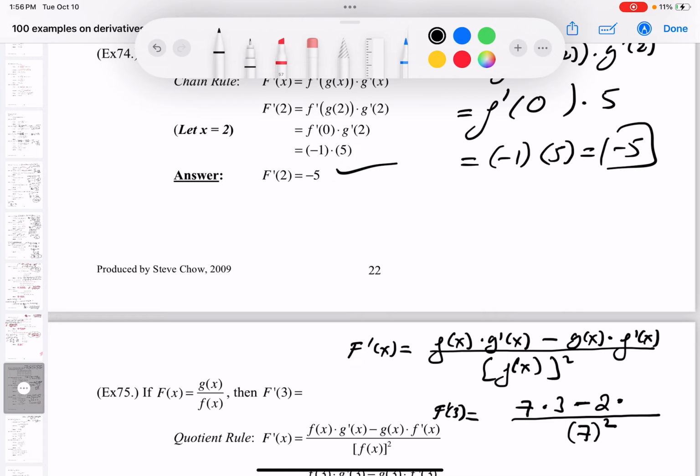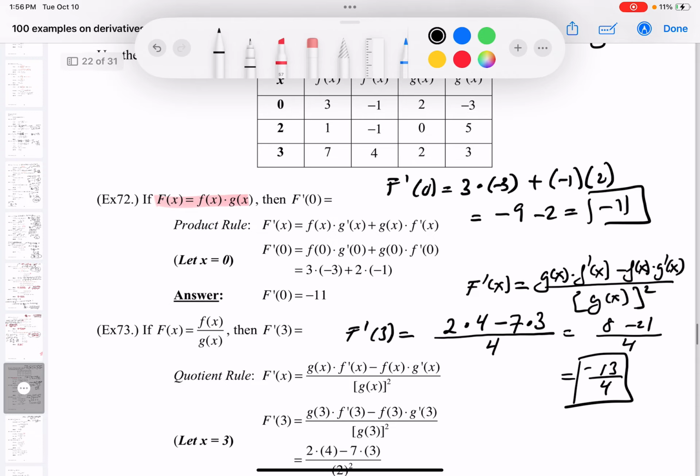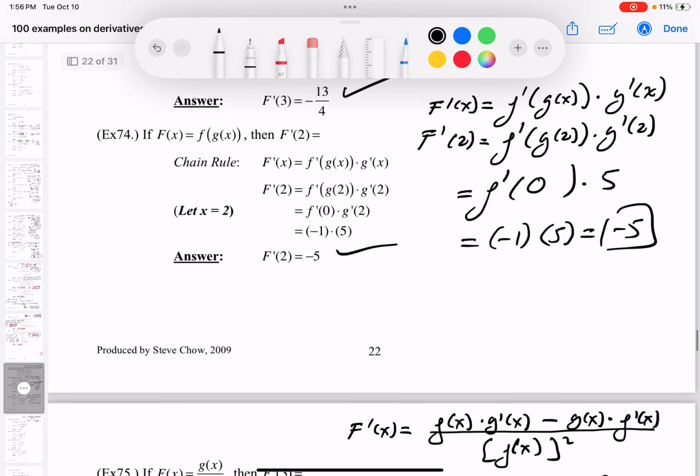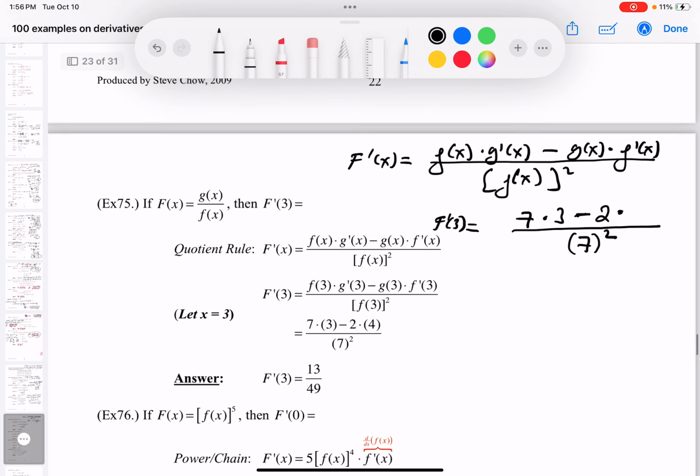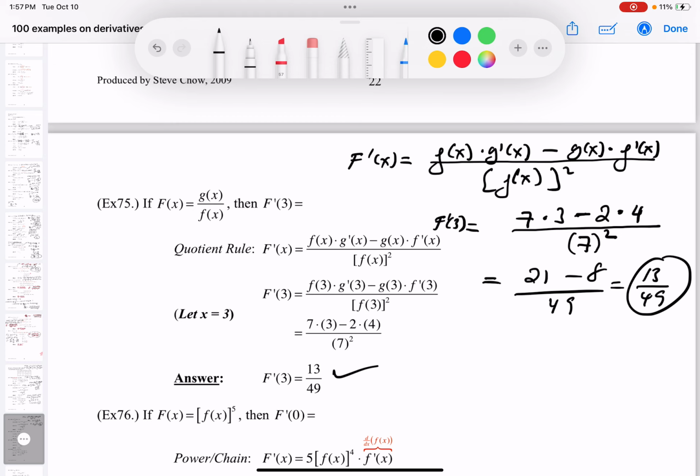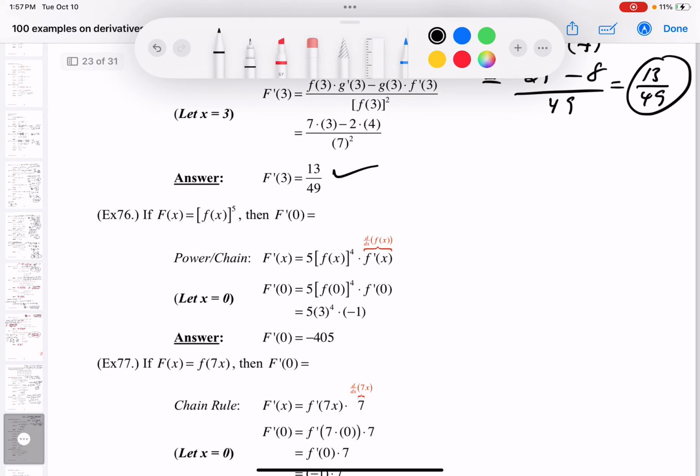Okay, what's f prime of 3? Now look up here. F prime of 3 is going to be 4. 7 times 3 is 21. 2 times 4 is 8. 7 squared is 49. Let's see, 49 in the bottom, that's not bad. 21 minus 8 is going to be 13. 13 over 49. Let's do this one over here.